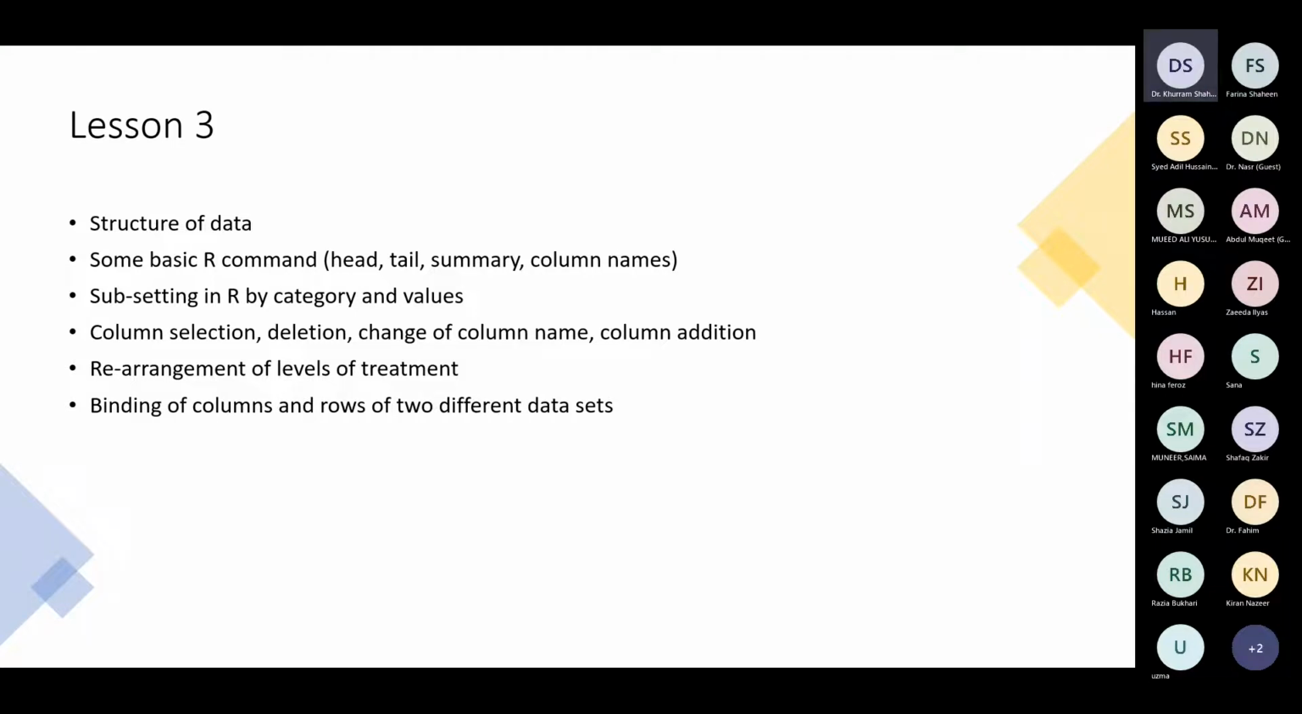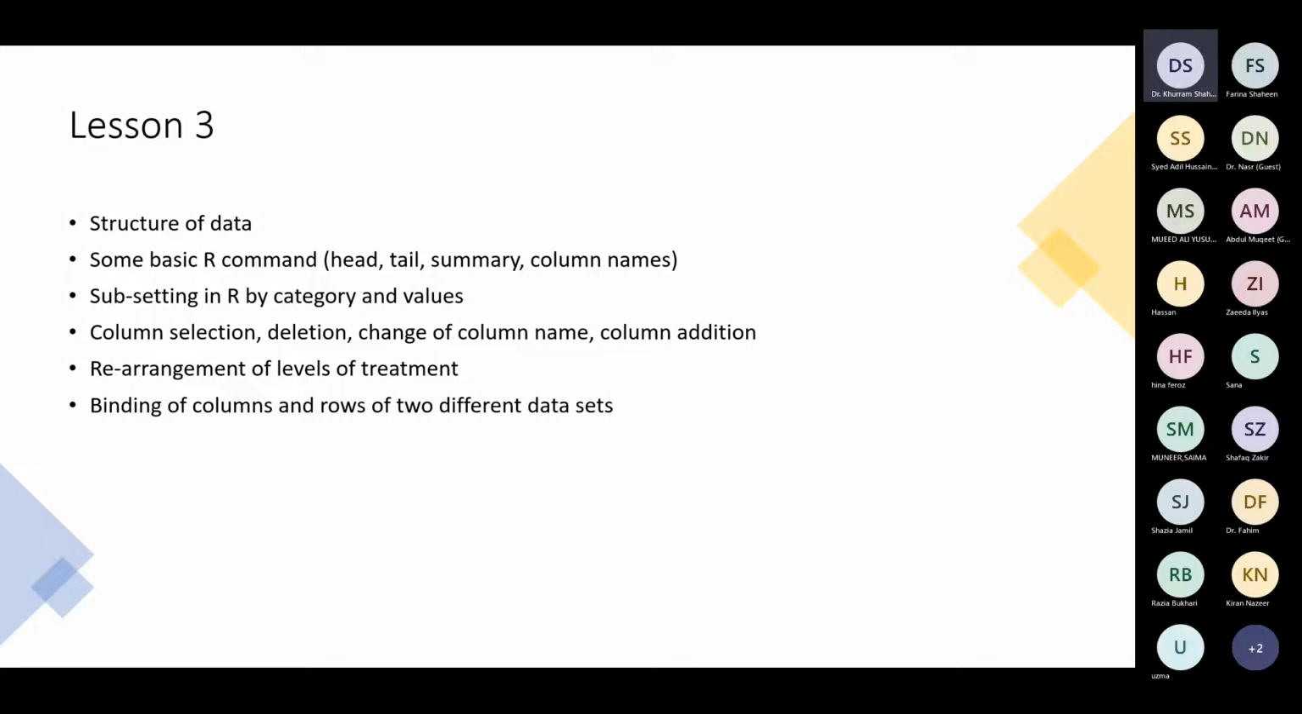And then when we perform different analysis commands, we will use head, tail, summary, columns, and names, to see how we can display data in our software, and how we can know which column names our data has. Then it is subsetting in R by category and values.